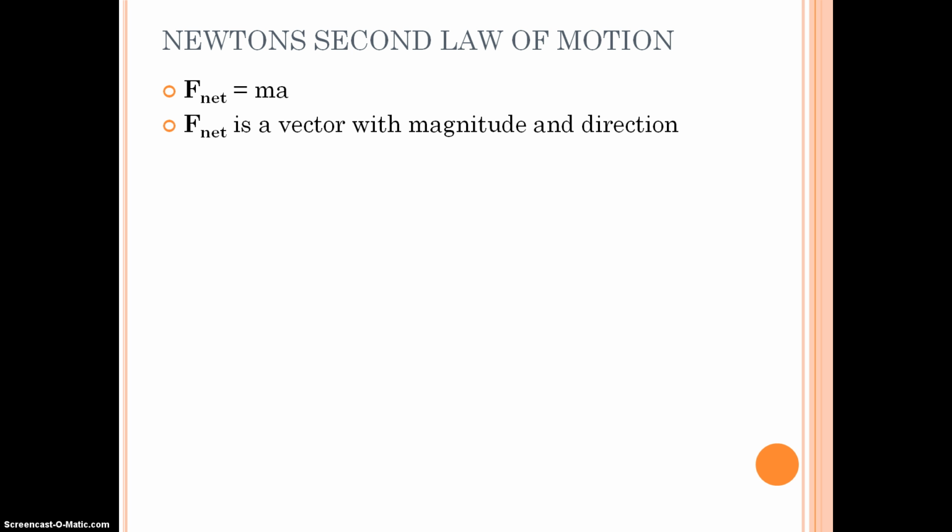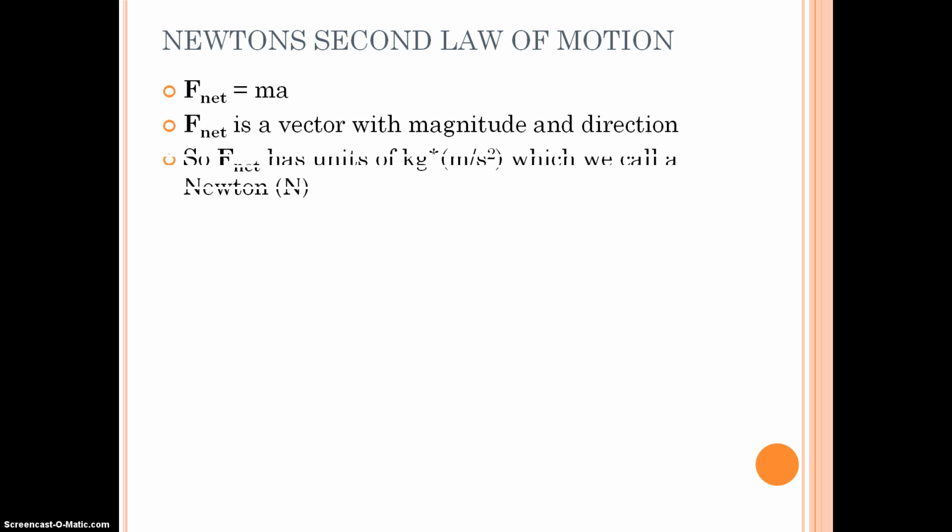The net force is always a vector. It has an amount and a direction. The amount is called the magnitude. And it also has a unit. All forces have this unit. Since mass is in kilograms and acceleration is in meters per second squared, net force is kilogram meters all over second squared, which we usually call a Newton, represented by N.